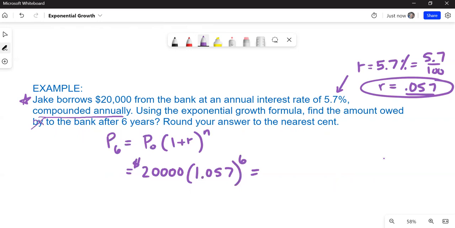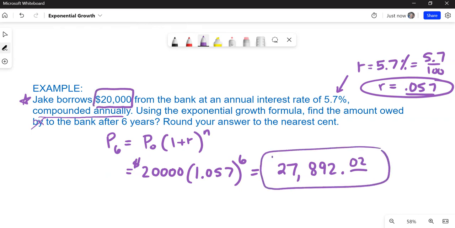We're going to round off to the nearest cent. So I'm getting $27,892.01689, but rounding off to the nearest penny, that's $27,892.02. So this is kind of bad, right? Jake borrowed this much, and now it seems he owes this much. So that's what happens to our debt.